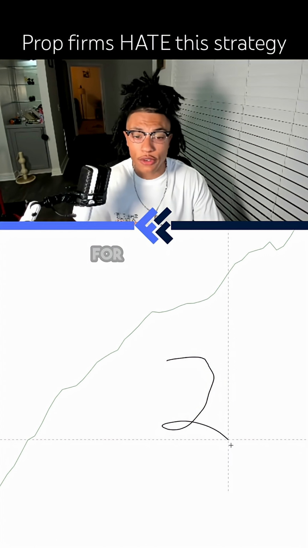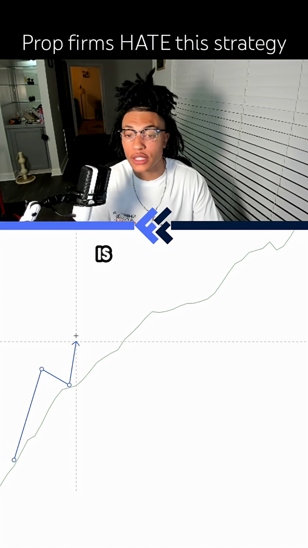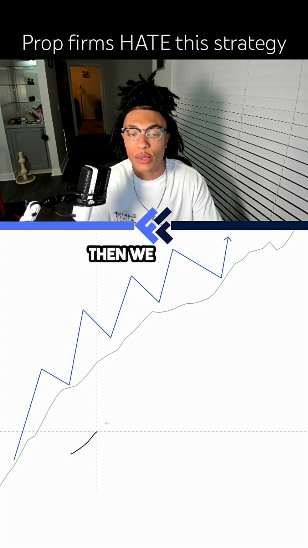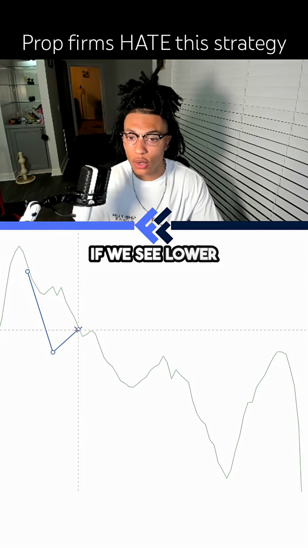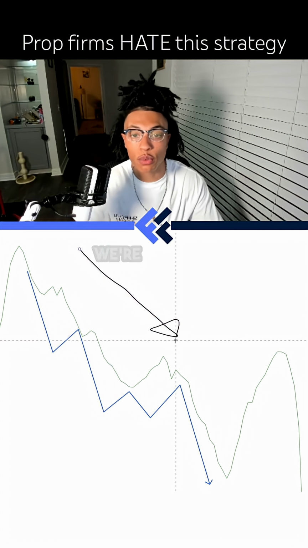And with this model, we're looking for two simple but very important things. Now, the first thing we're going to be looking for is the current trend of the market. So if it's making higher highs and higher lows over the 8 EMA, then we can see that the current trend is bullish and we're looking for longs. And then vice versa, if we see lower highs and lower lows being formed under this 8 EMA, then we can see that the trend is bearish and we're looking for shorts.